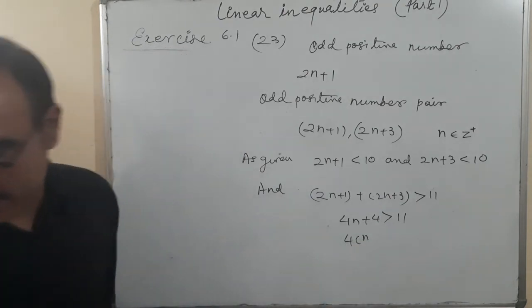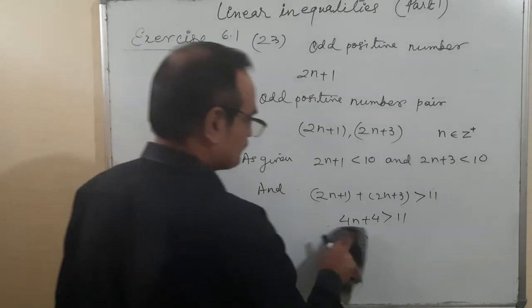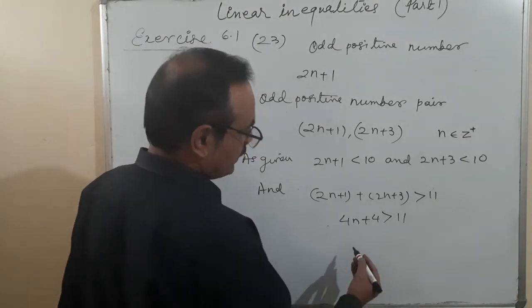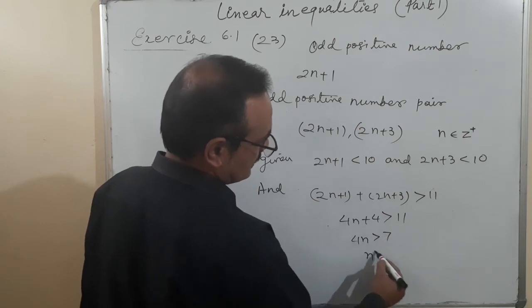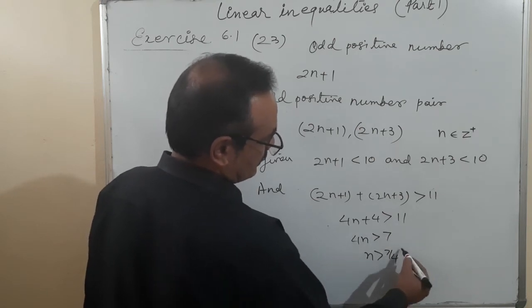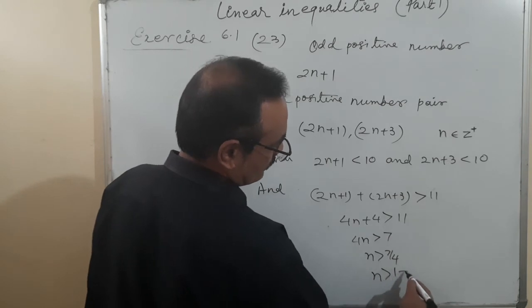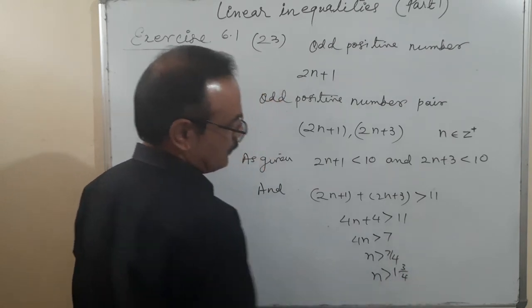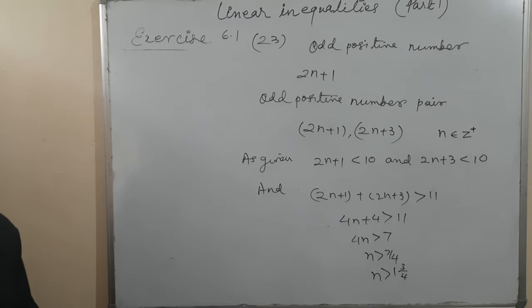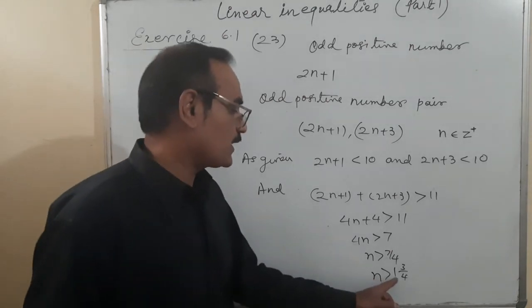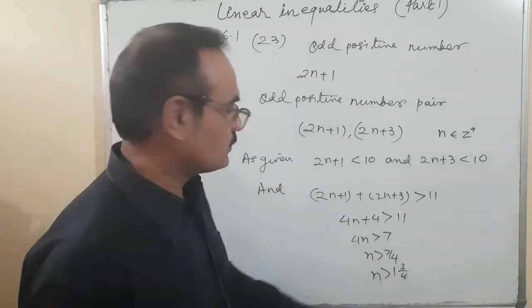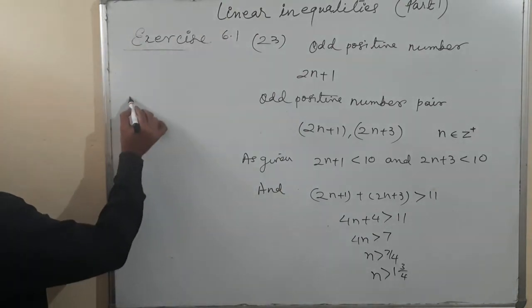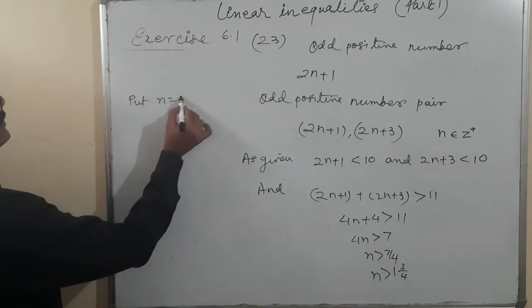We are finding the value of n, so it is better to do one thing. 4n is greater than 11 minus 4, which is 7. n is greater than 7 by 4, so n is greater than 1 whole 3 by 4. So the number n must be greater than 1 whole 3 upon 4, so the first value is n equal to 2.